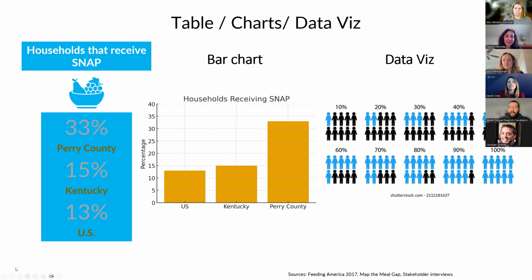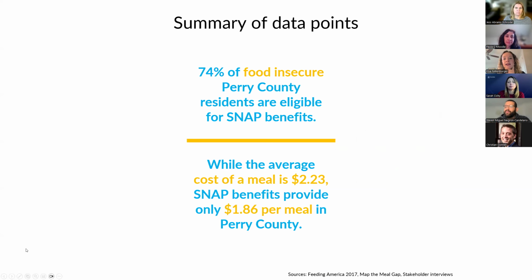We could also have this data represented in more of a data viz, like 1 in 10 people, those kinds of numbers. And then the next slide, sometimes just break it down for people. What are you trying to tell me in that chart, right? Like we're trying to tell you 74% of food insecure Perry County residents are eligible for SNAP benefits. So some people do better with just the key takeaway.